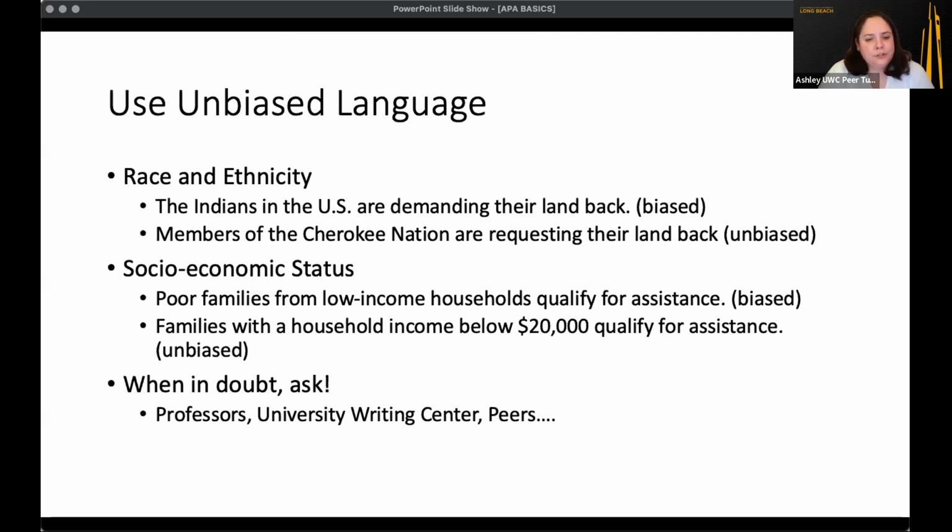When it comes to socioeconomic status, "poor families from low-income households qualify for assistance." That is biased. Instead, use "families with a household income below $20,000 qualify for assistance." That would be unbiased. And when in doubt, ask.